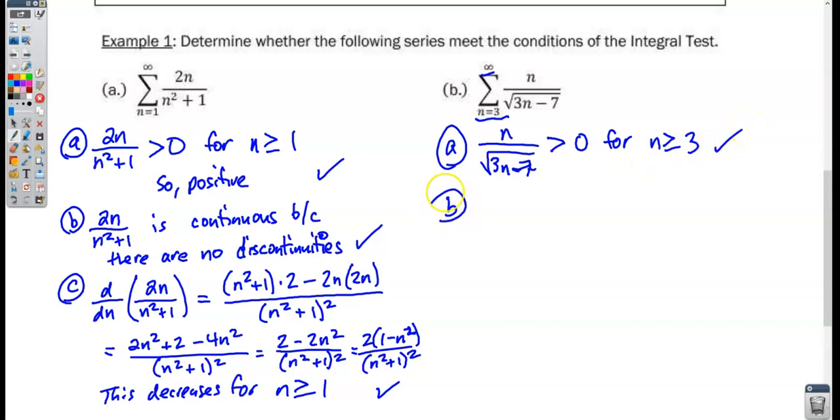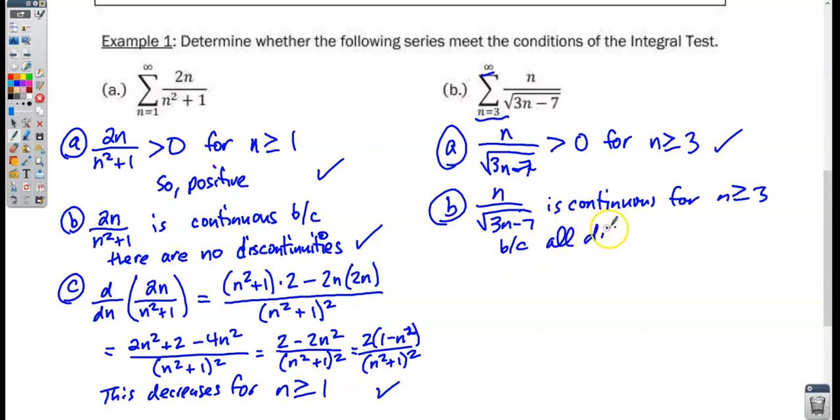It's positive. All right, now, as far as continuity goes, the only values of n that are concerning for us in this denominator here are values of n that are smaller than 3. So again, we're looking at this and saying, hey, this statement, it is continuous for n greater than or equal to 3 because all discontinuities are at n values less than 3.